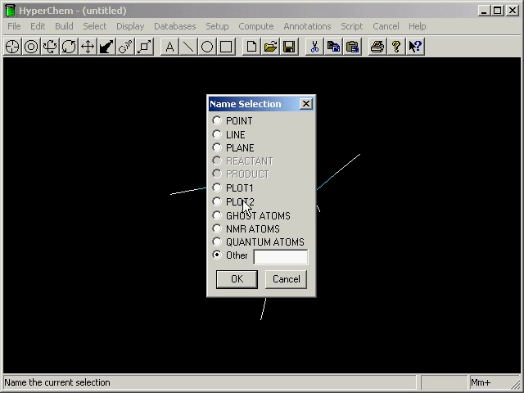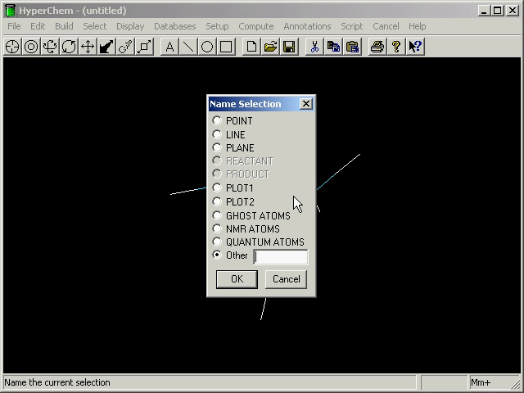These are generic named selections. Reactant and product are used in helping to define a transition state that you'll see in the description of finding transition states. Plot 1 and plot 2 are used in doing potential energy plots, either a plot in 2D or a plot in 3D, depending on whether you need both variables or only plot 1.